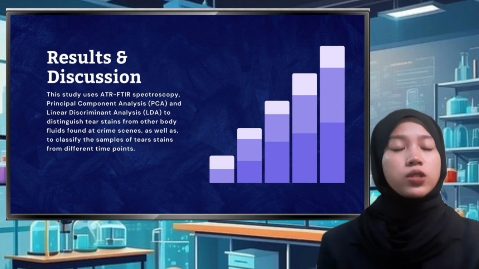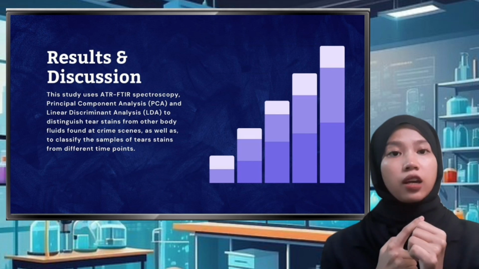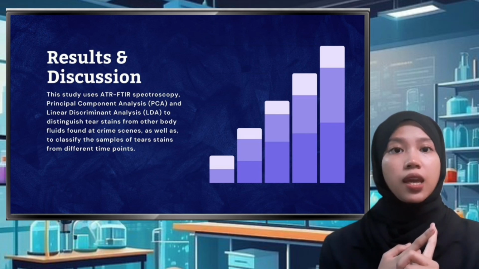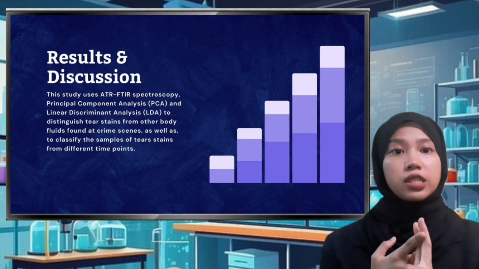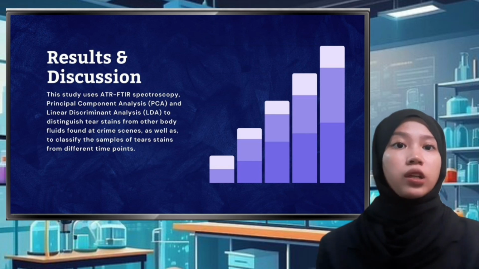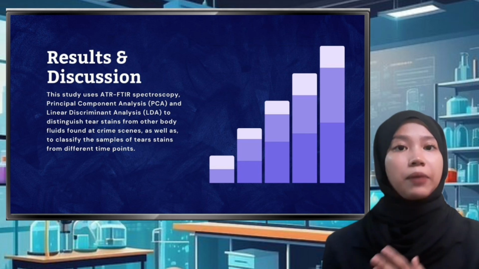All in all, this study uses three different methods of analysis. The first one is ATR-FTIR spectroscopy. The second one is principal component analysis, PCA. And the last one is linear discriminant analysis, also known as LDA. All this analysis was done to distinguish tear stains from other bodily fluids found at crime scenes, as well as to classify the samples of tear stains from different time points.